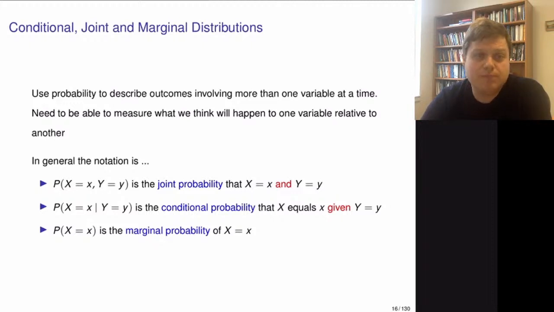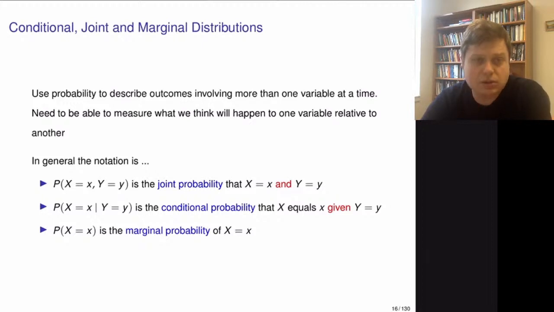And so we're going to talk about conditional, joint, and marginal distributions. We just use probabilities to describe outcomes involving more than one variable at a time. And we need to be able to measure what we think will happen to one variable relative to the other. And I'm just going to introduce general notations here, and we're going to talk about what they mean, and we're going to see a specific example in a couple of slides.